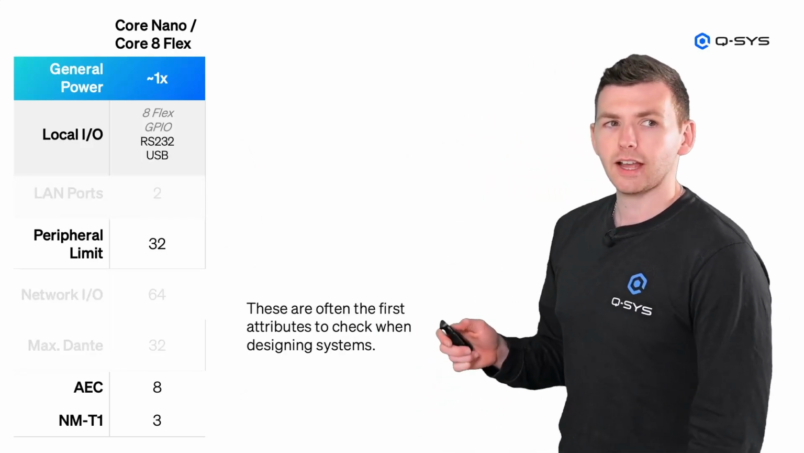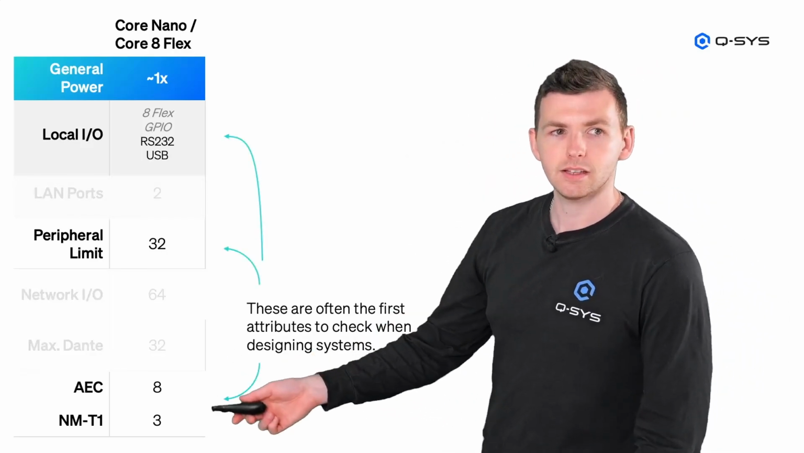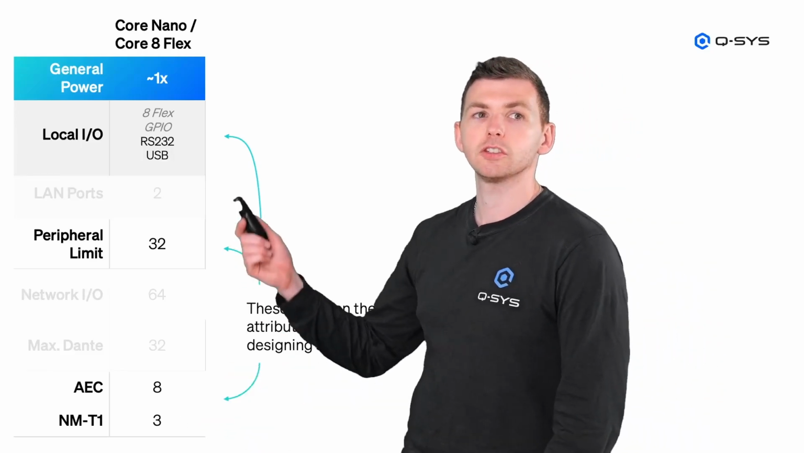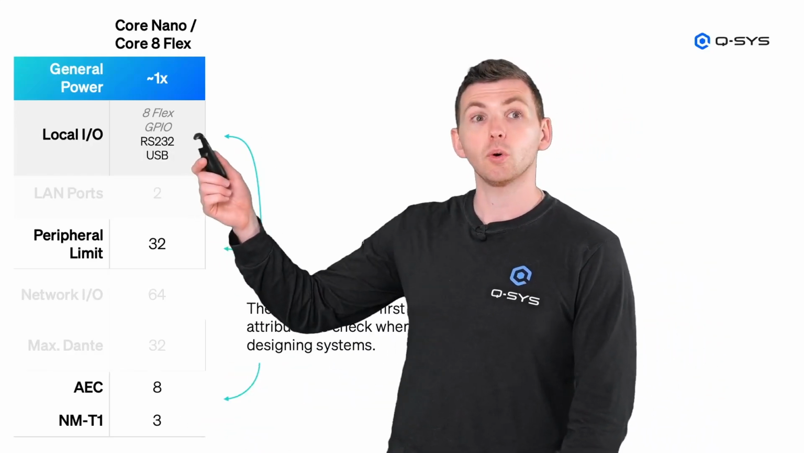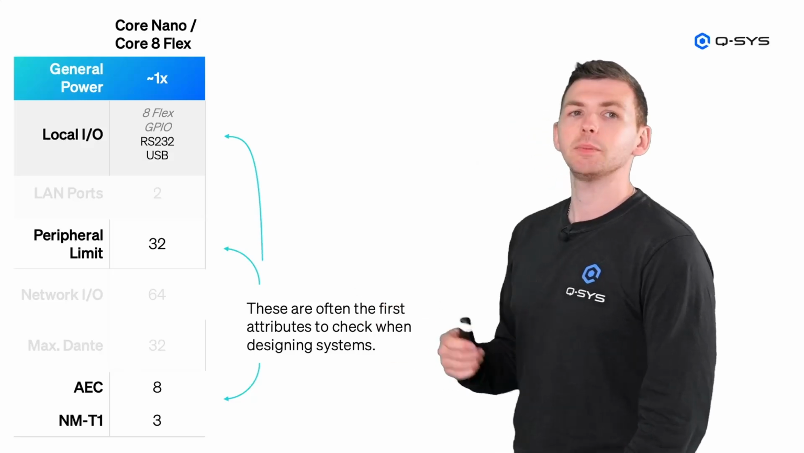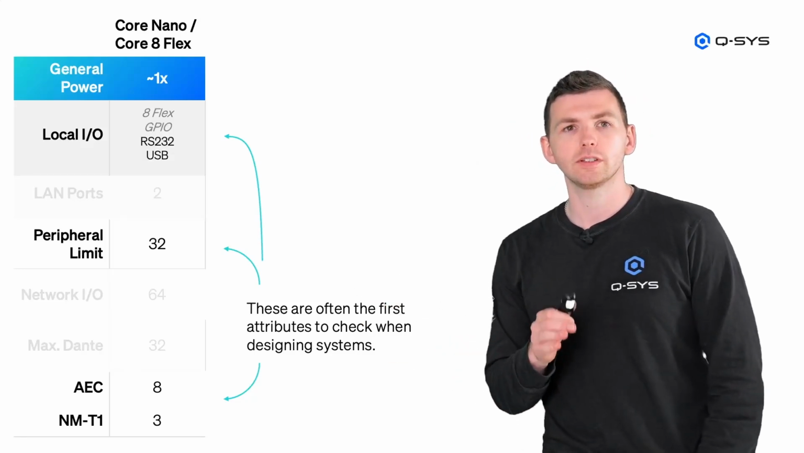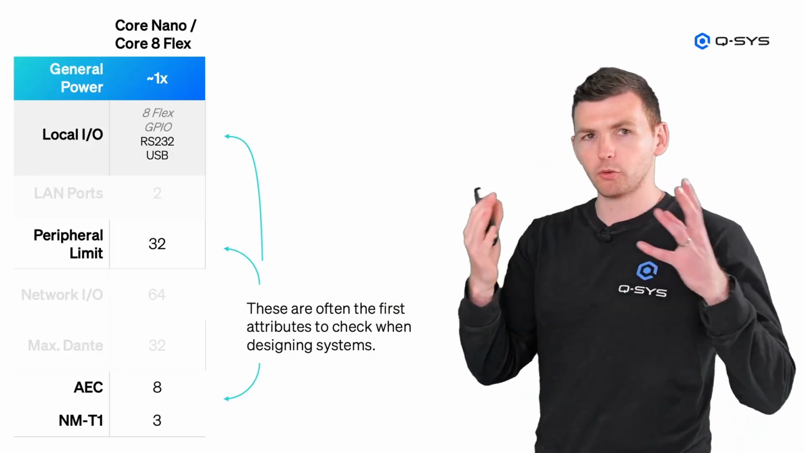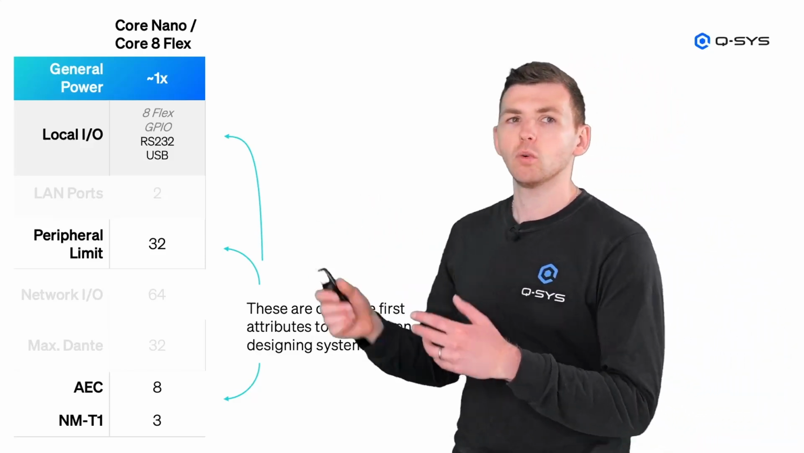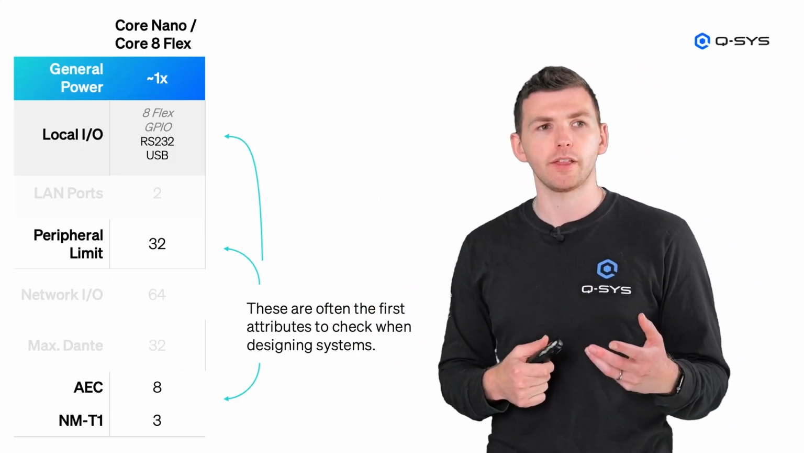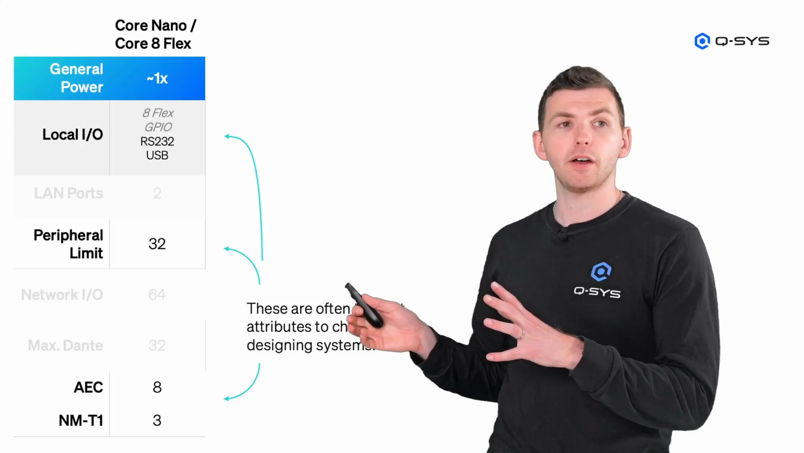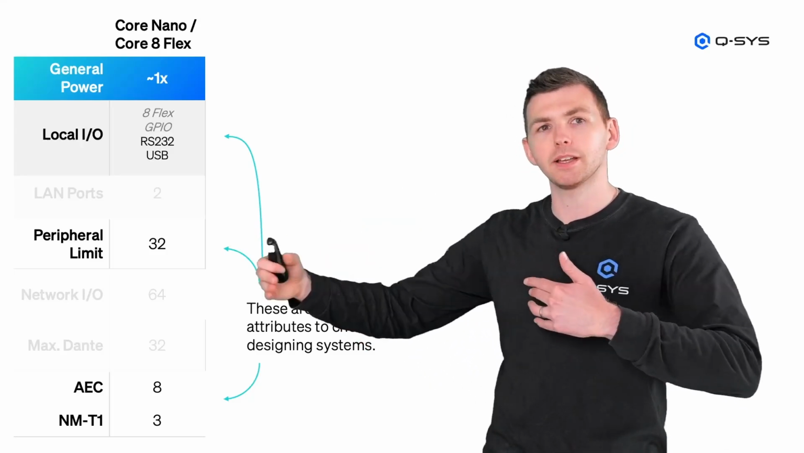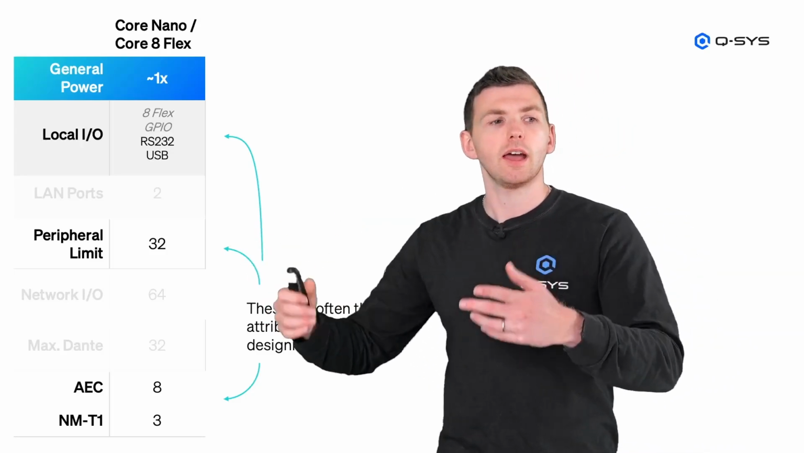Now, these categories that you see here, AEC or NMT1 limitations, peripheral limits, and of course physical I/O, these are going to be some important things to check when you're designing systems. You're going to want to look at what peripherals you have and then see what core is going to be best to manage all of that. Right now, we're completely fine. But as we get into bigger and bigger systems, that's when we're going to need to look at different cores to handle that.